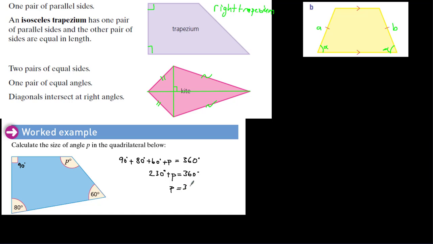P is equal to 360 minus 230, it has to be, and p is equal to 130 degree, it must be. Okay, now we are going to continue with this question, and in this question here, for each diagram to calculate these angles, we are going to calculate the angles by using the general property.